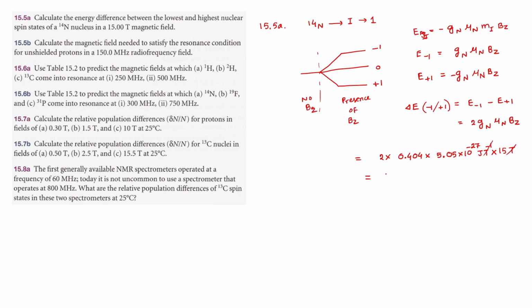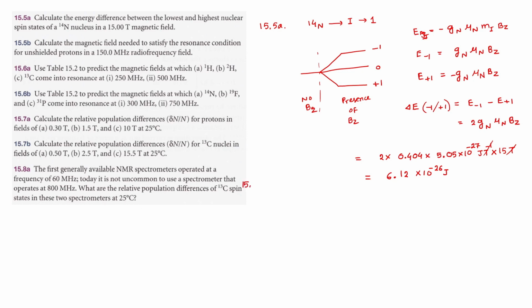So let us see how much it is coming. 2 into 0.404 into 5.05 into 10 to the power minus 27 into 15 Tesla, which is actually 6.12 into 10 to the power minus 26 joules. You can see that the energy gap is very low, even lesser than the rotational levels. That is why you need a radio frequency or radio pulse in this case.